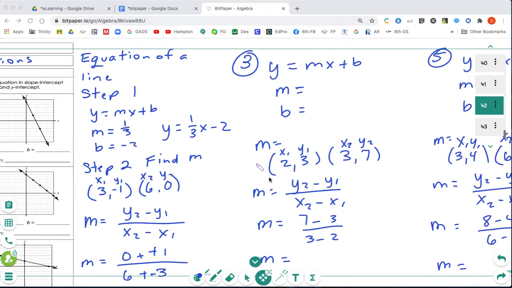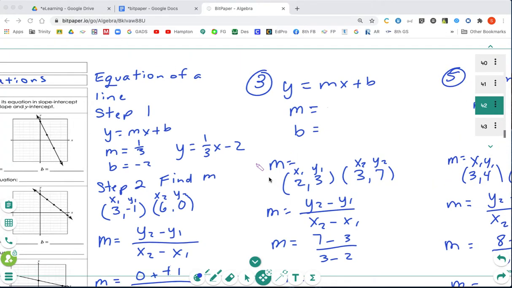All right, we'll do our next one. First thing that we're going to do is write our formula, y = mx + b. Let me box my answer here real quick. y is equal to mx plus b, m = , b = .